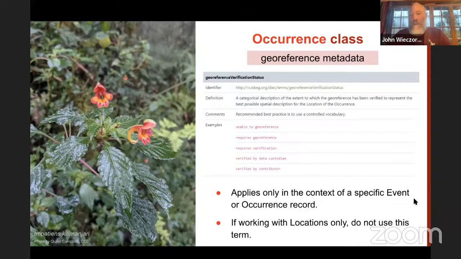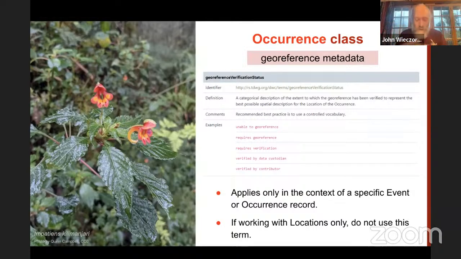Then there's the tricky bit. There's a term that has the word georeference in it, but it's not actually a term about the location class. The reason for this is that this is a statement that a georeference has been verified at the level of, say, a specimen, not at the level of a location.